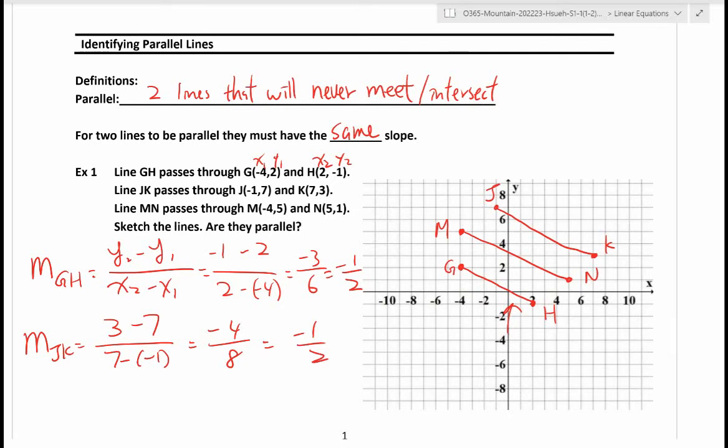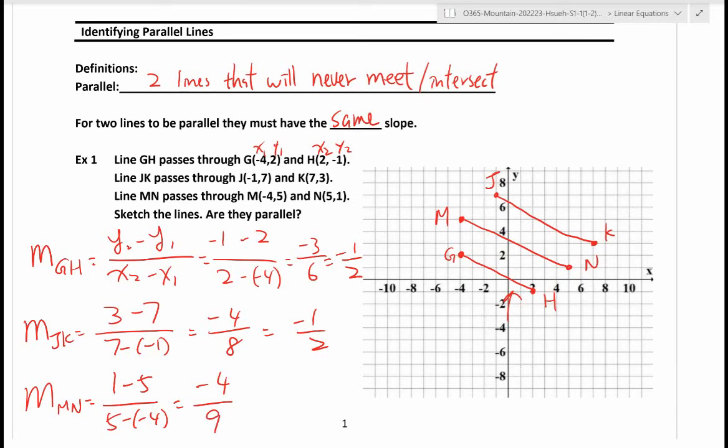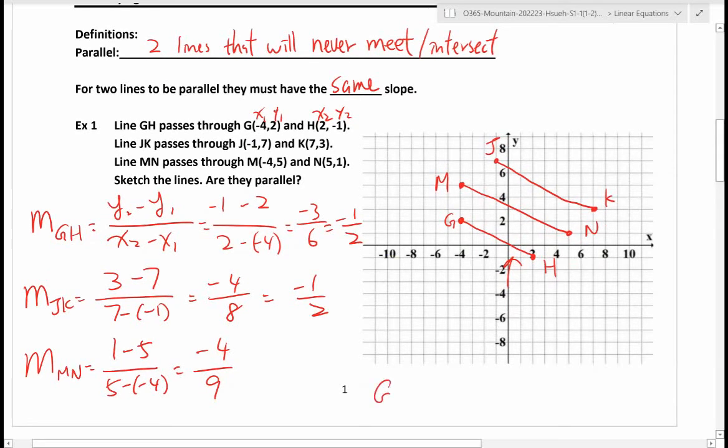Maybe MN is not then, okay? Well, let's see. Or maybe all of them are parallel. We'll see. Okay, MN, so we have 1 minus 5 over 5 minus negative 4. This is going to be negative 4 over 9. Oh, okay, this is not negative 1/2. So line GH is actually parallel to line JK.